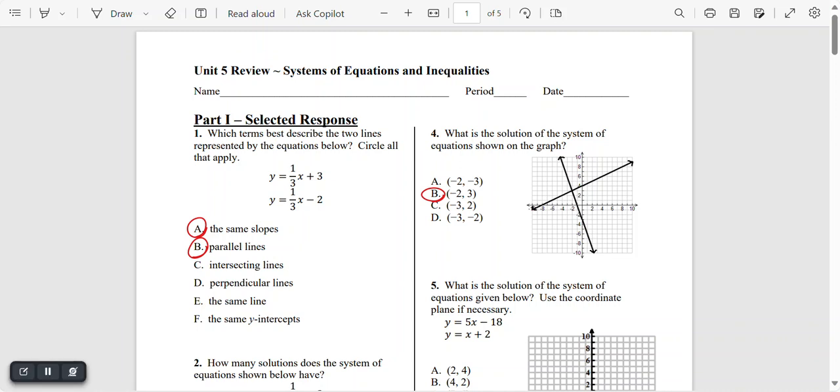Hey everyone, I've got your answer key here for your sample test. Please make sure that as you're going through this video that you're correcting your work.